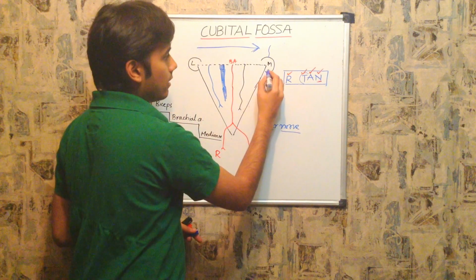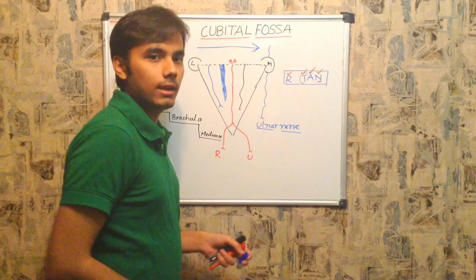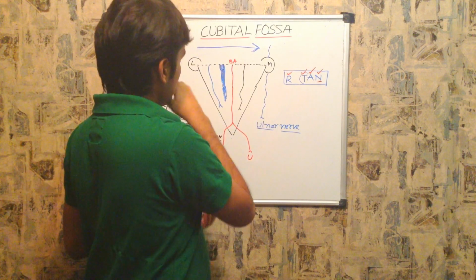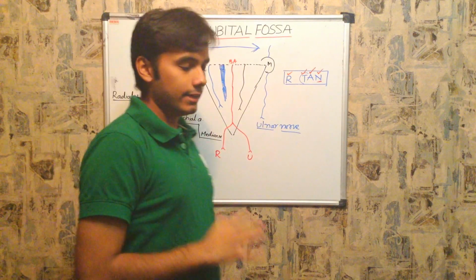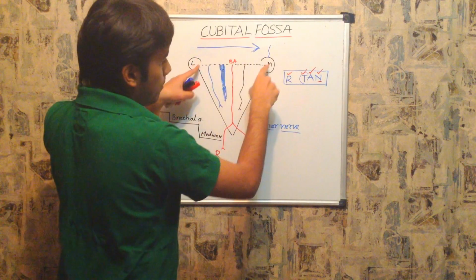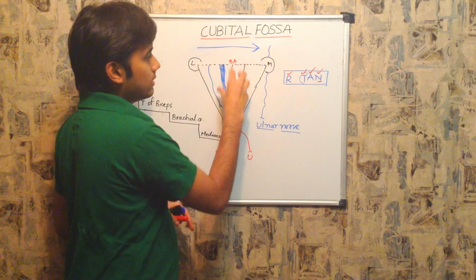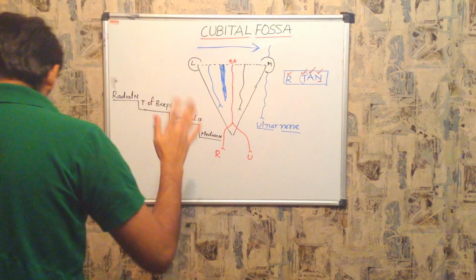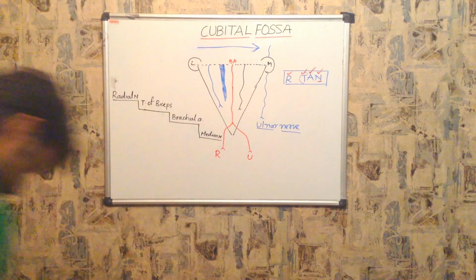Right? This ulnar nerve passes backwards of the medial epicondyle and supplies the palm. So this is the cubital fossa. These are the contents which are exactly located in the cubital fossa. And I also discussed the borders of the cubital fossa and the structures that are present within it. Now we will go to the structures that form the roof of the cubital fossa.